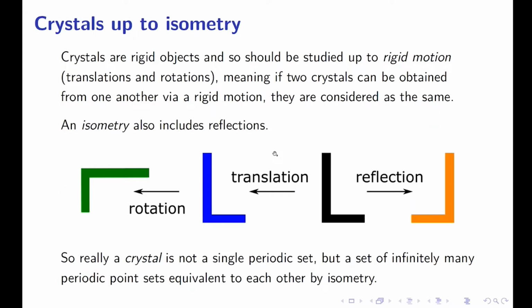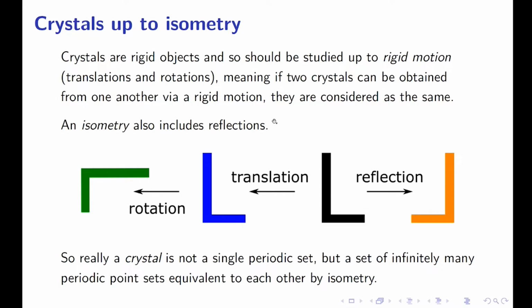Let's talk about when things are the same and when they're not. And for us, this means isometry. So as a rigid object, crystal is studied really up to rigid motion. If you apply a rotation or a translation to your crystal, it doesn't change what it is, to your periodic set, I should say. And so those two things should be considered equivalent. By those two things, I mean, if you can get one periodic set from another via a rigid motion, they should be considered the same thing.